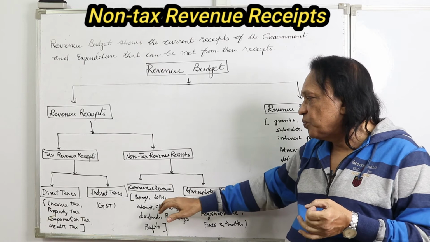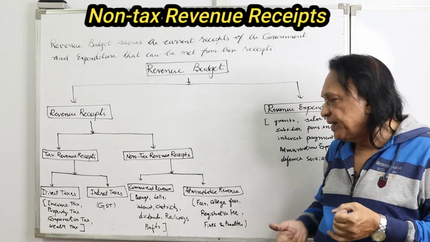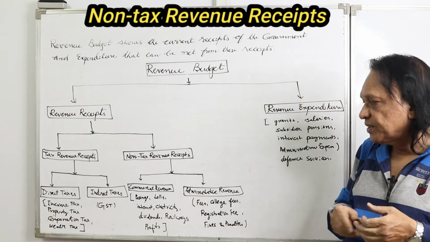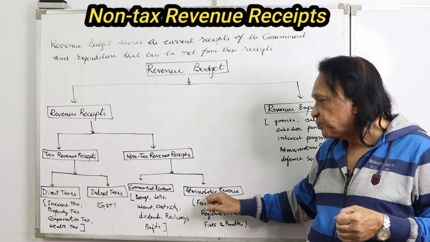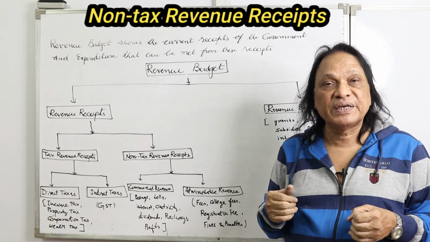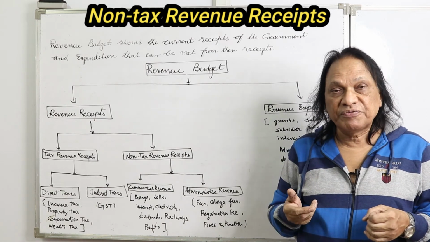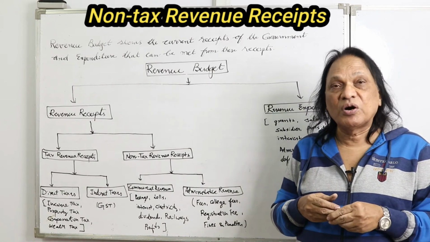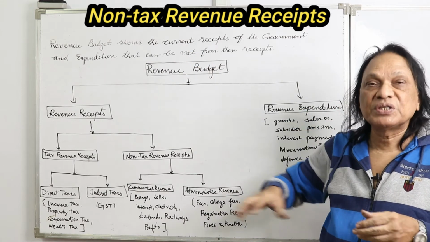And commercial revenue includes postage, tolls and electricity charges, railways, interest payments, dividends, etc. And administrative revenue can be fees, college fees, fines, penalties, and this can be registration fee for property or firearms. These are all the revenue receipts you have.